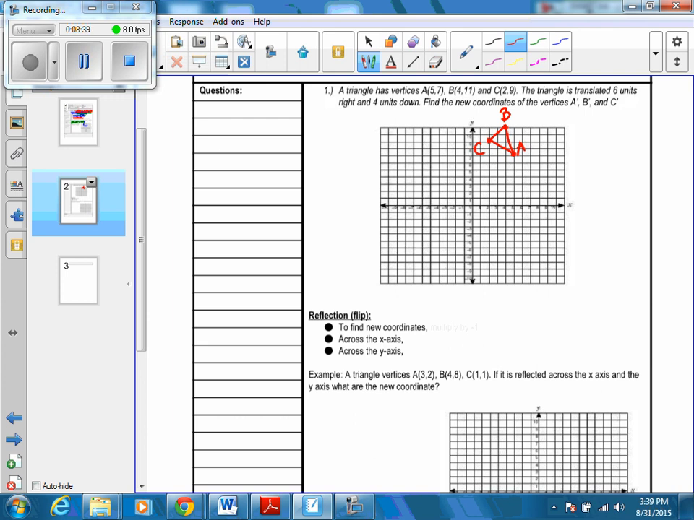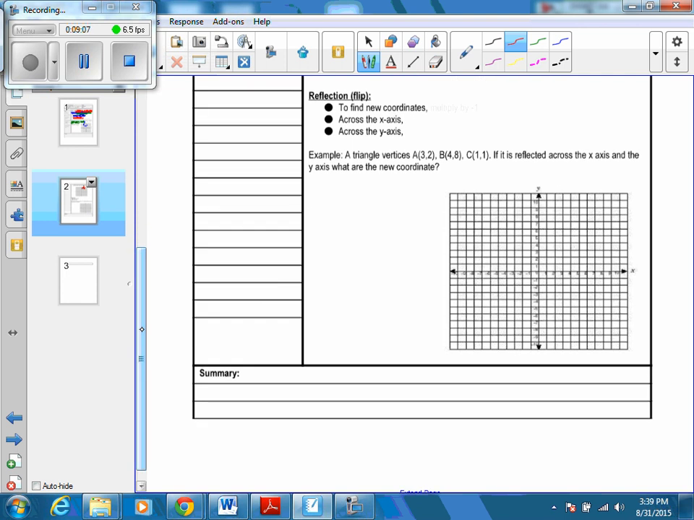All right. So to find the new coordinates of the vertices A prime, B prime, and C prime, we're going to translate it 6 units right and 4 units down. I want you guys to try this problem and see if you find what the new transformation is supposed to be, and then we'll check this in class tomorrow. All right. So let's jump down to the reflection part.